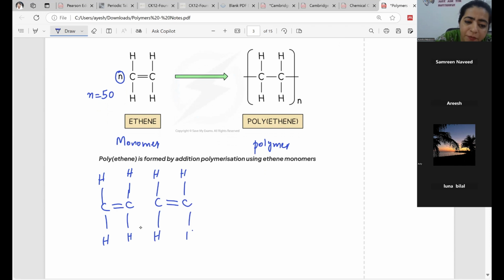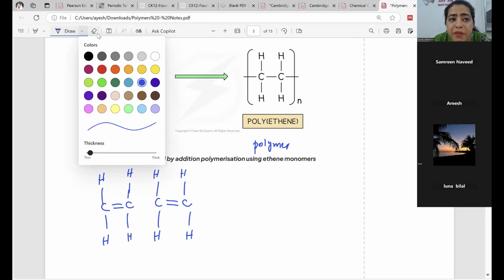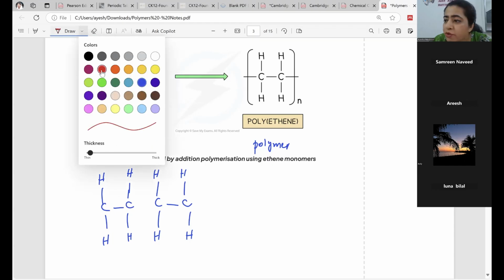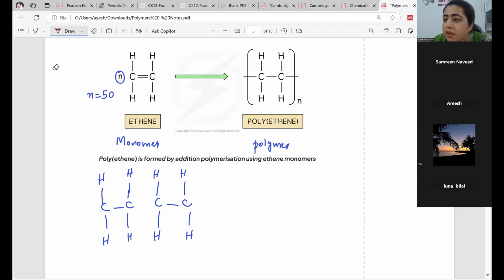This way you can take as many as you want, second, third, fourth, that you want to join. Now how are they going to join together? For this, rule number one, you have to break the carbon-carbon double bond. So remove the double bond from this one, remove the double bond from this one, make it single. This is rule number one. Rule number two is you have to extend single bonds from both the carbons.